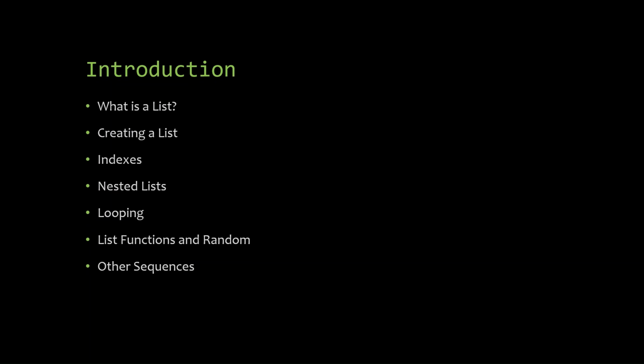So that is the end of chapter 4. So we've talked about what a list is, how to create one, how to access a sequence value by index, how we can put sequences inside of sequences, looping. So we can loop over a tuple or a string just like we would a list using the for loop. We've talked about some of the functions, and also we did cover other sequences.